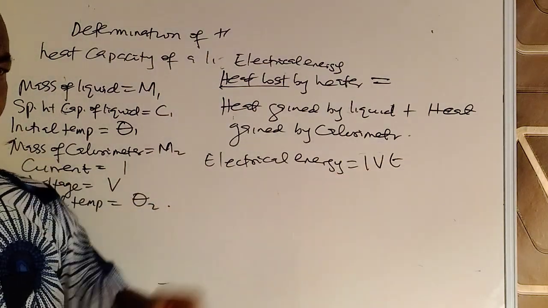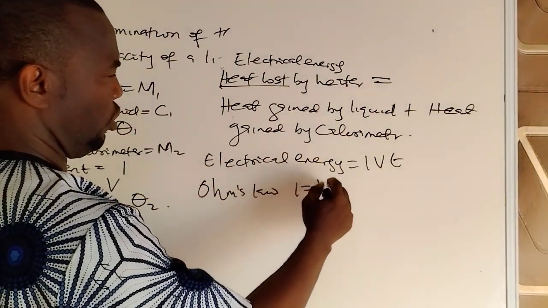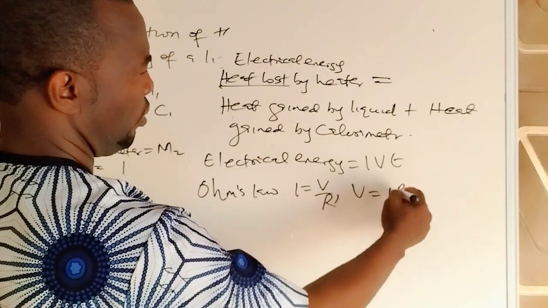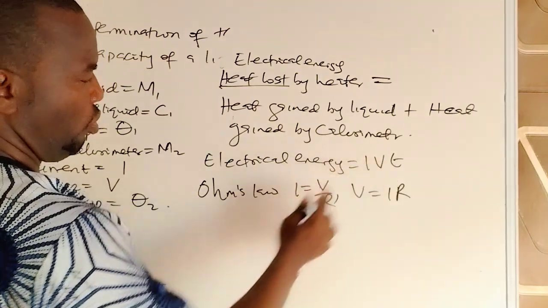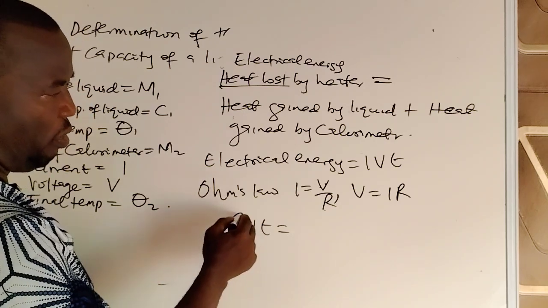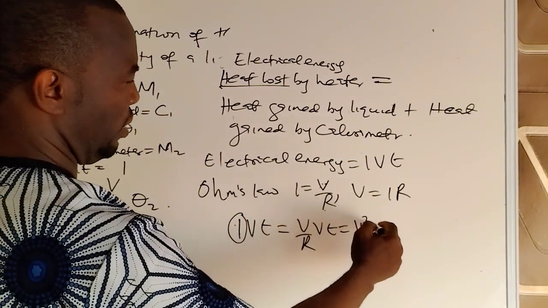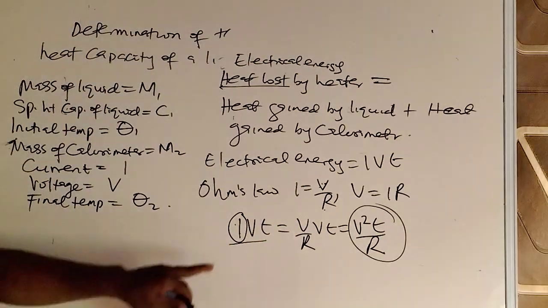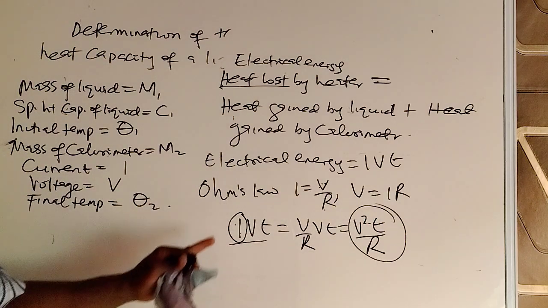Although this formula can come in different forms. You remember your Ohm's law. Ohm's law tells us that current is voltage over resistance. Now, if I make V the subject, V becomes IR. I can as well make R the subject and so on. So here, I can make a substitution. IVT, replacing I with V over R, I'll have V over R times VT, which is V squared T over R. So these two formulas are the same. So electrical energy IVT is the same as V squared T over R. That's why I say this can have different variations.